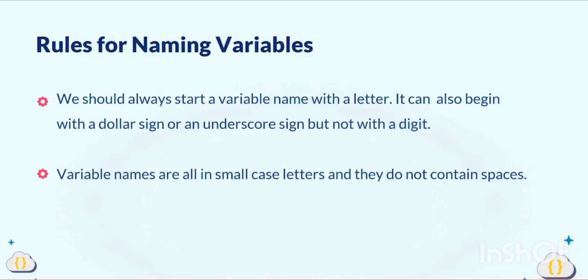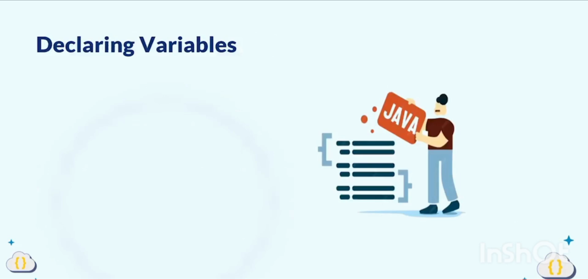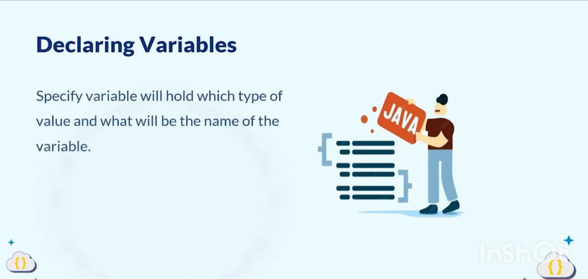Till here we have learnt what are variables in Java and how we can create them. Now we will learn how we can use these variables. To use the variables, we first need to declare them. Now what do we mean by declaring variables? This means that we specify what type of value a variable will hold and what will be the name of the variable. For example, int x. Here x is the name of the variable. Int is the data type.